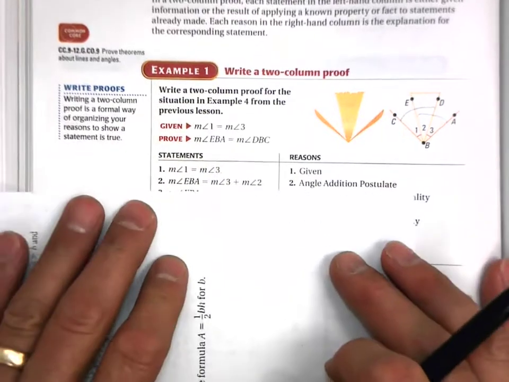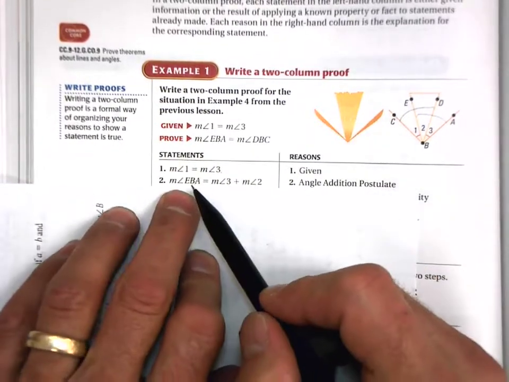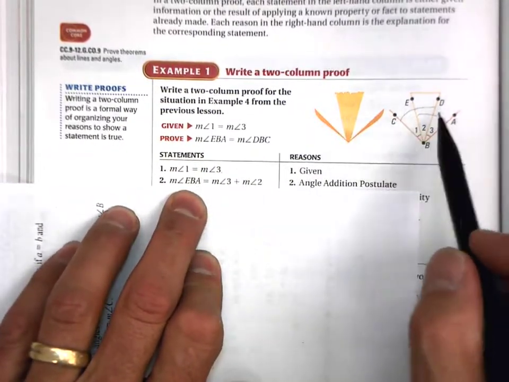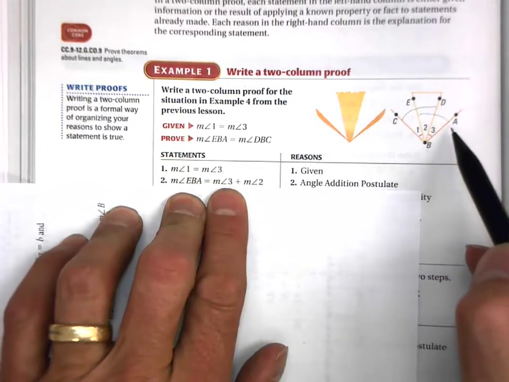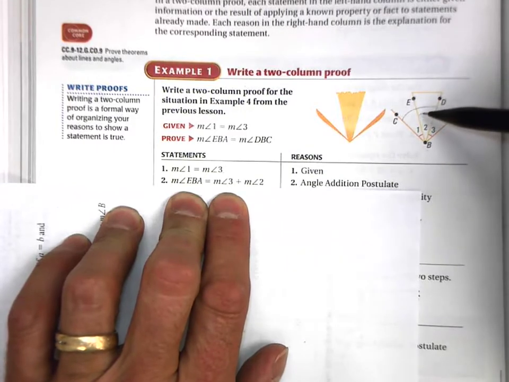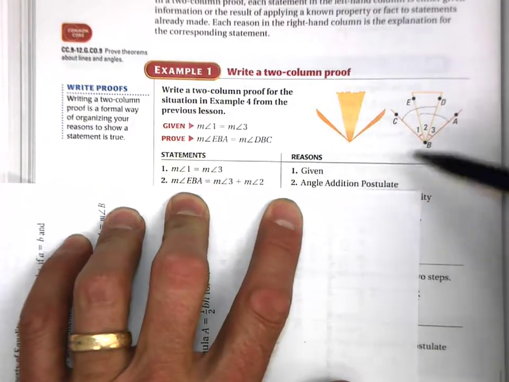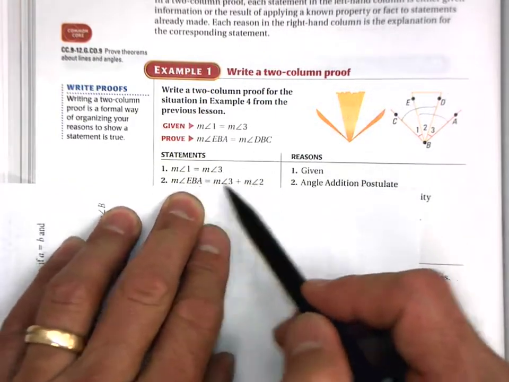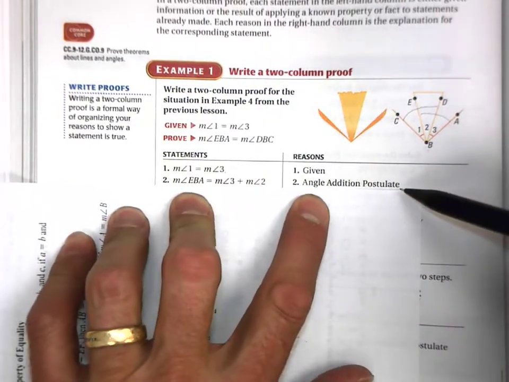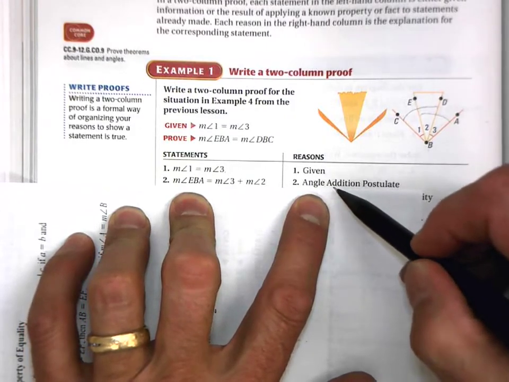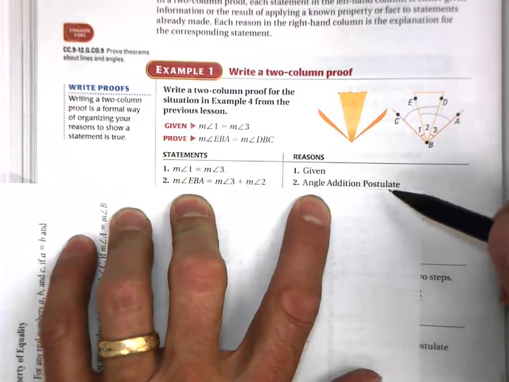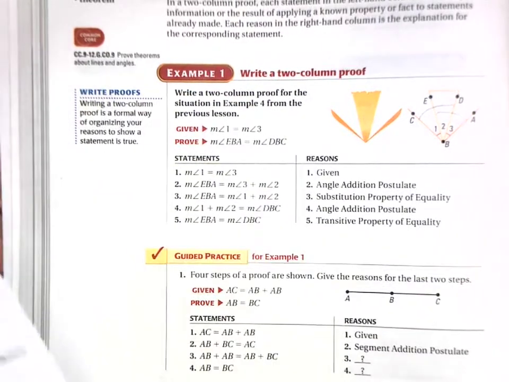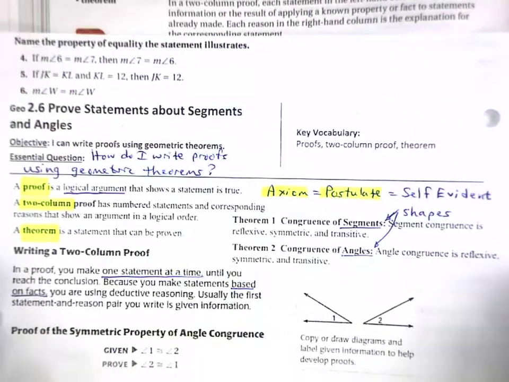Then the next step is that the measure of angle EAB, which one is that? No, I'm sorry, EBA. EBA, that's the guy on the center and the right here, is equal to the measure of angle 3 plus the measure of angle 2. And you remember our ability to say this statement is based on the angle addition postulate. And remember that was an axiom, I think. Axiom means something that is just obvious to us. In fact, I forgot to include that.